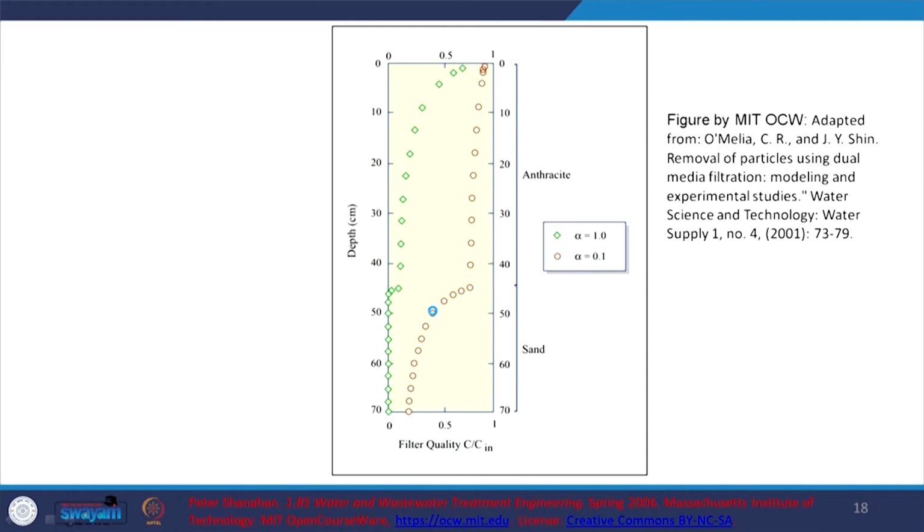So, here we have another figure that gives us an idea about a dual media filter: sand, and then anthracite above it, and alpha gives you an idea about the level of chemical treatment or chemical activity. What do we see here? On the left side y axis we have the depth, and here we have the filter quality, C out by C in. C out should be as low as possible, that is what you want, so 1 by 100 or such, pretty low.